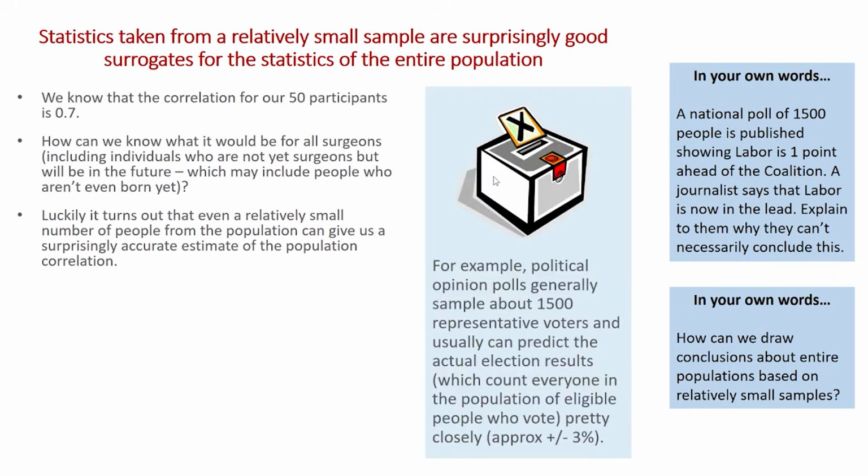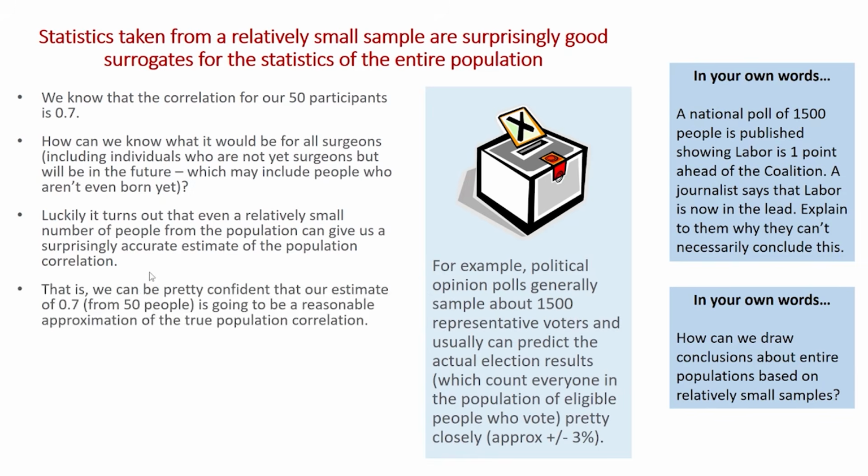The example is political opinion polls. So political opinion polls are generally only sampling maybe 1,500 people, but randomly chosen to be representative of the general voting public. And despite people moaning and groaning about these things, they're actually surprisingly accurate at predicting actual election results. Let's say a sample of 1,500 voters gets it right within plus or minus 3% of what the actual results are when you actually survey the entire population when you actually run your election.